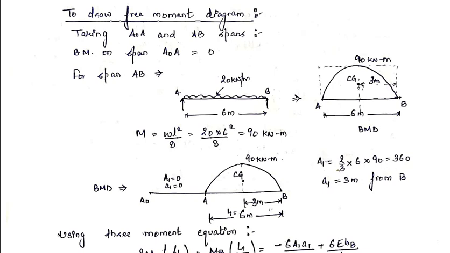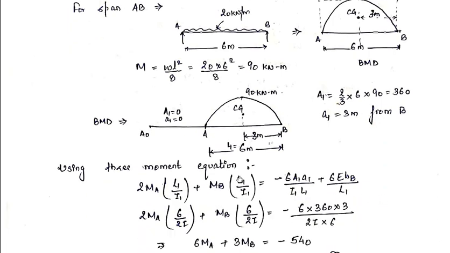Now let's find the distance of the CG of this area from support B. This value will be small a2. We know that this is a symmetrical parabola, so the CG will be at half of the span, that is half of 6, which is 3. So small a2 will be 3 meters from support B.